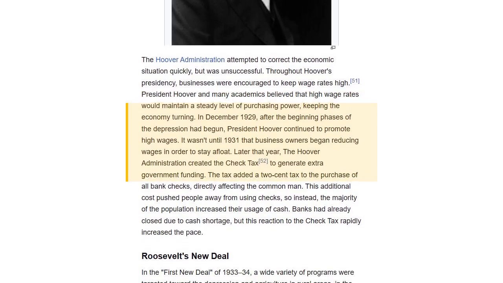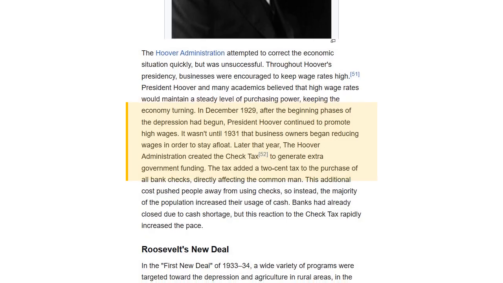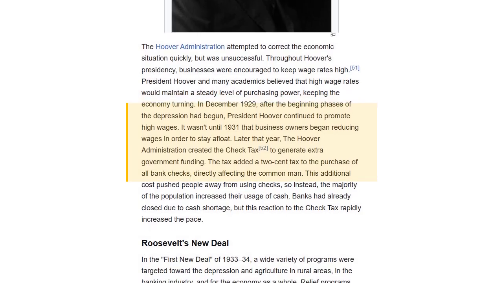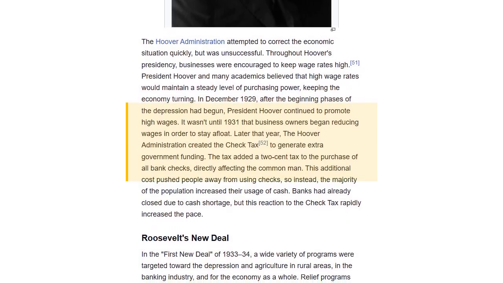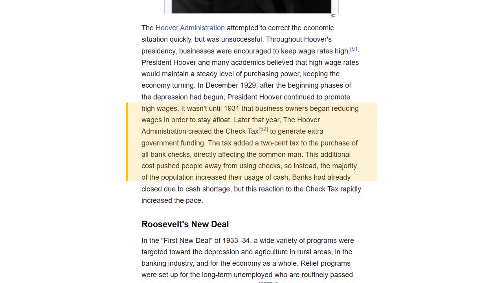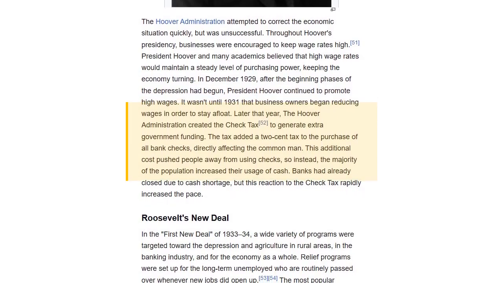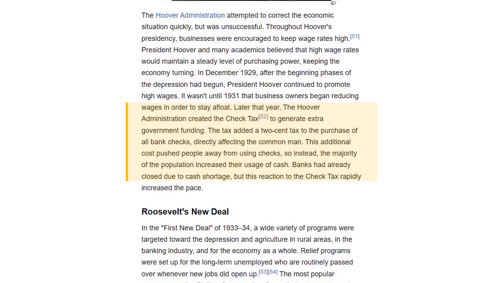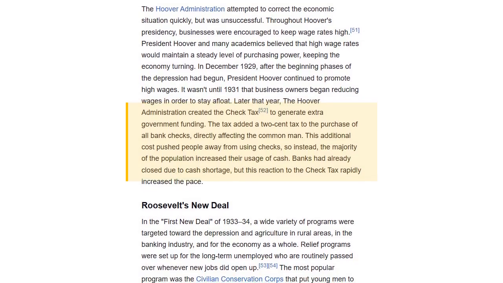It wasn't until 1931 that business owners began reducing wages in order to stay afloat. Later that year, the Hoover administration created the check tax to generate extra government funding. The tax added a 2-cent tax to the purchase of all bank checks, directly affecting the common man.